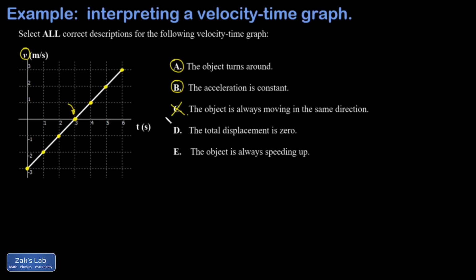D, the total displacement is 0. Remember, the displacement is given by the signed area under the velocity time graph. While the object is moving to the left, the displacement counts as negative. When the object is moving to the right, the displacement counts as positive. And by symmetry, those two delta x's, those two displacements, are going to have the same magnitude, but this one counts as negative. When you add up the total displacements, you get 0, so that is true.